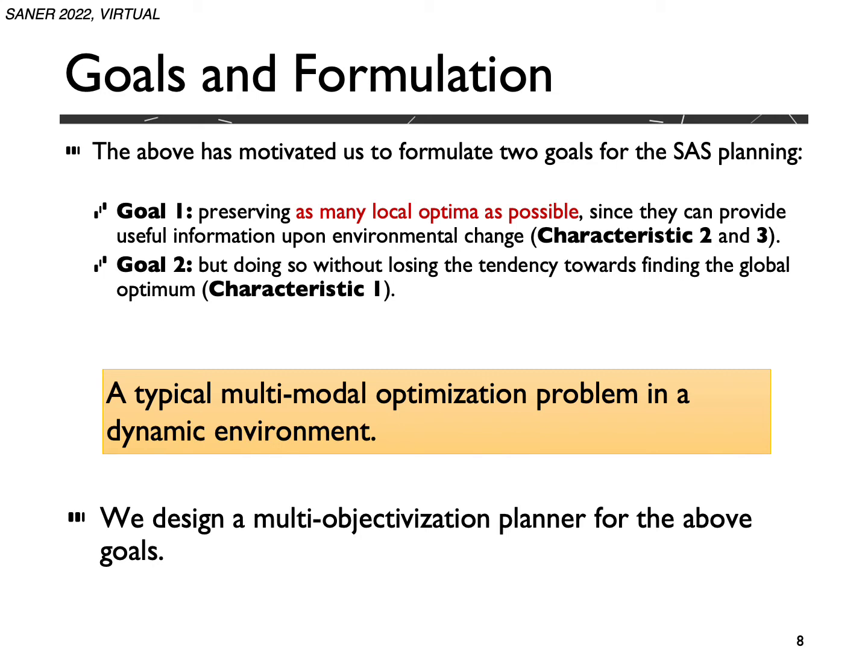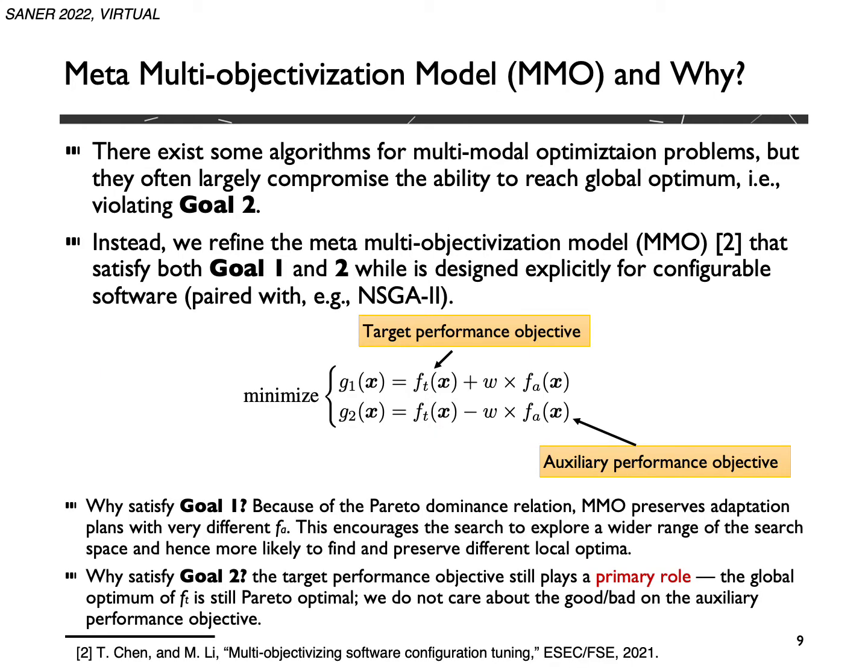That's a very typical multimodal optimization problem in a dynamic environment, and we design a multi-objectivization planner for the above goals. Of course, there are many different algorithms for multimodal problems, but they largely compromise the ability to reach the global optimal, which violates goal 2. Instead, we refine the MMO model, which is a recently proposed model for configuration systems, and it can be paired with different Pareto optimizers such as NSGA-II.